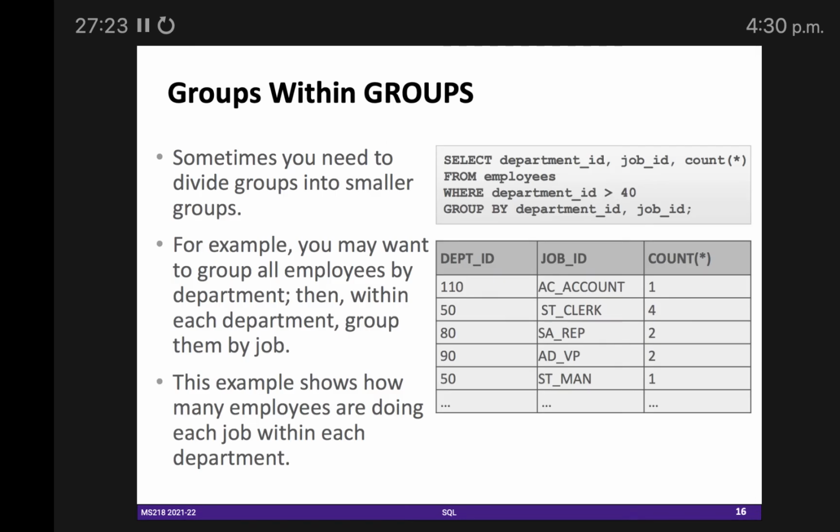So, groups within groups. Sometimes you need to divide groups into smaller groups. For example, you may want to group all employees by department, then within each department group them by job. In HR you want to check how many employees are working as, for example, manager, or in some other department, like the finance department, how many employees are working as a cashier. So it is possible that you can group your data and then create subgroups from that data as well.